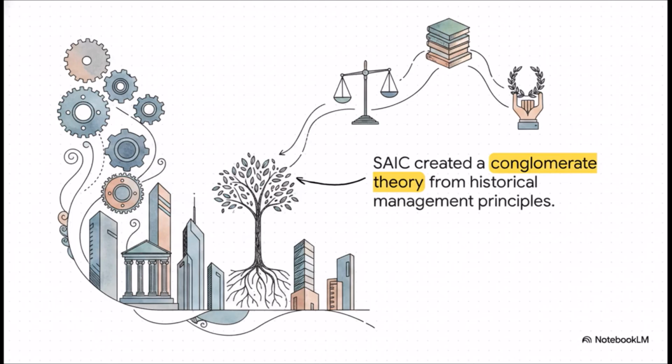Now, SAIC didn't just pick one of these eras and stick to it. Instead, they built a sort of conglomerate theory. They pulled really heavily from Henri Fayol's early 1900s principles, focusing a ton on concepts of equity, treating all employees fairly, as well as keeping order and ensuring proper personnel remuneration. Basically, they built this highly adaptive modern structure just by cherry-picking the absolute best parts of historical theory.